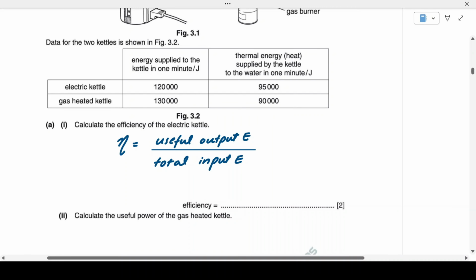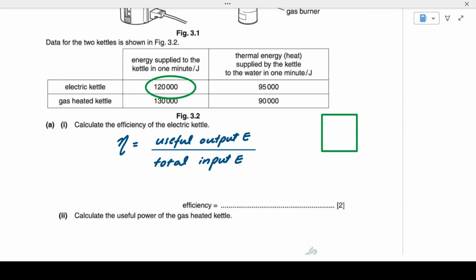Now, what is the useful output by the electric kettle? This is the kettle here, the electric kettle, and the input that is being fed to this kettle is 120,000 joules. As the output, how much energy is being delivered by the kettle to heat up the water? Only 95,000.